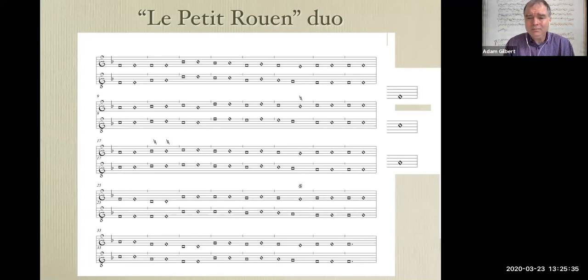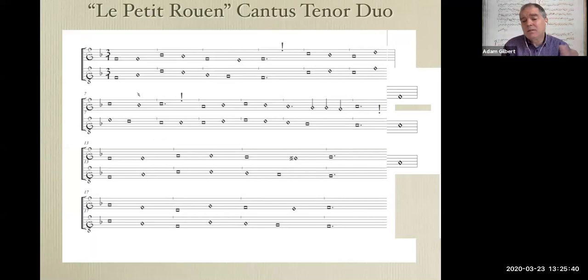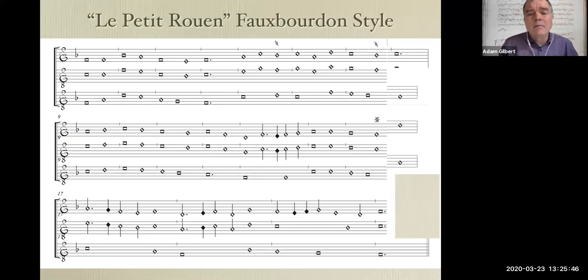That's basically what is called English organum or fauxbourdon. And so here is a visualization of a version, this kind of oversimplified version of Le Petit Rouen in fauxbourdon style. I think I have a click track for this. Let's see how it sounds if you'd like to join along.